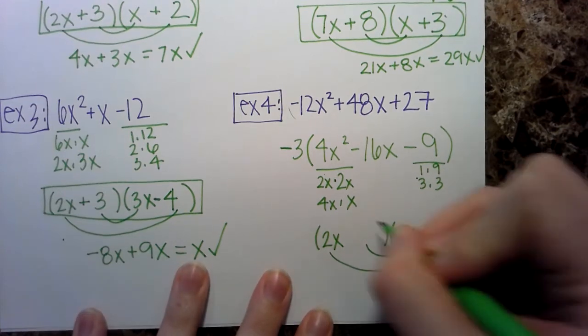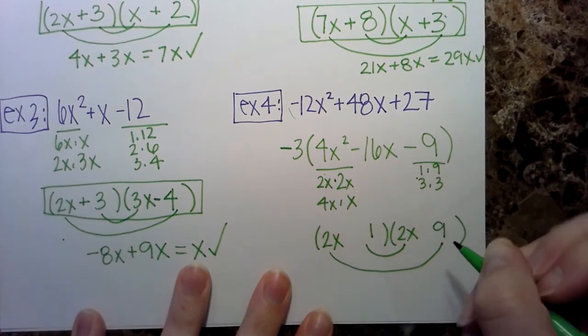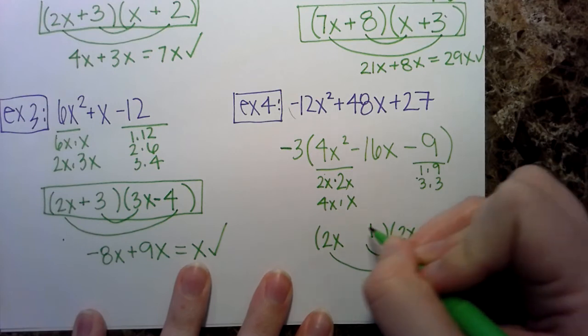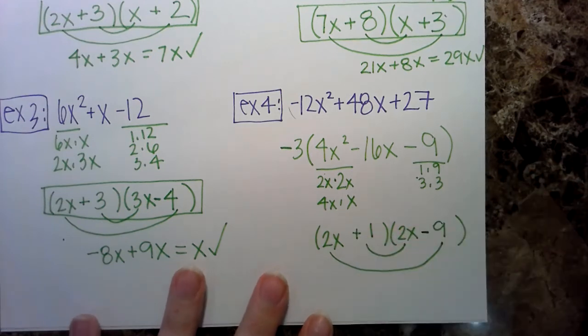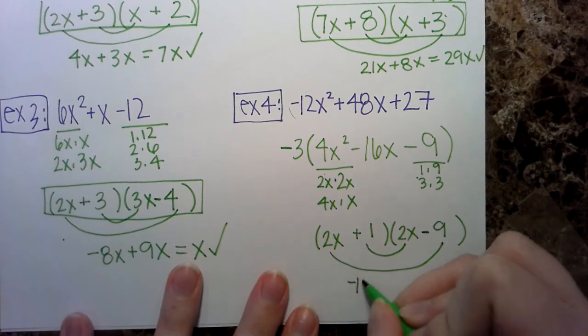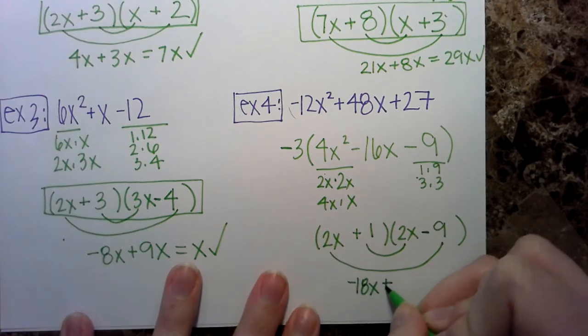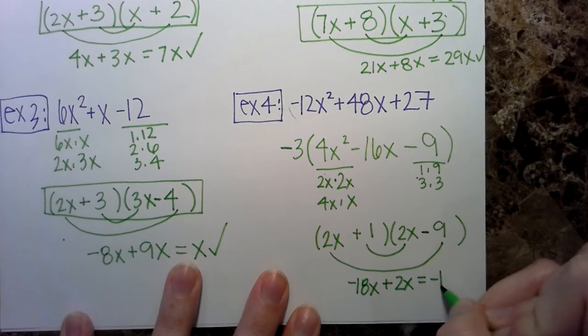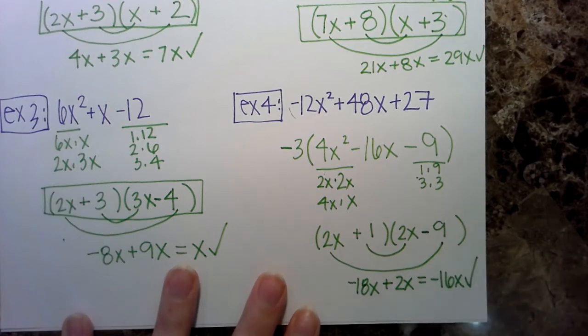So I'm going to put a 9 and a 1. I would want to make this a negative 9, and I want to make this a positive 2. So let's see. I have negative 18x plus 2x, which is going to give me negative 16x, so I'm good to go.